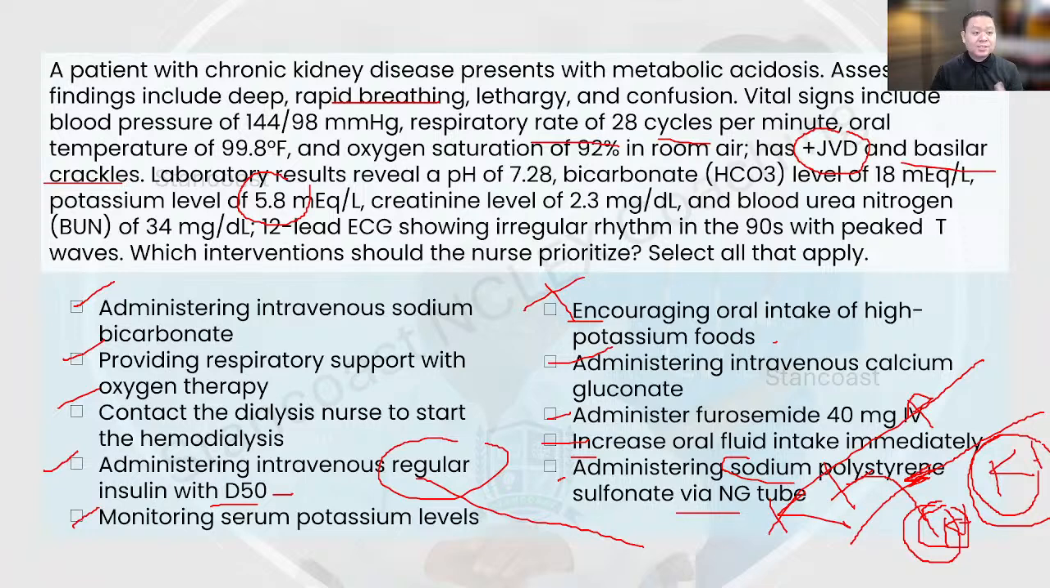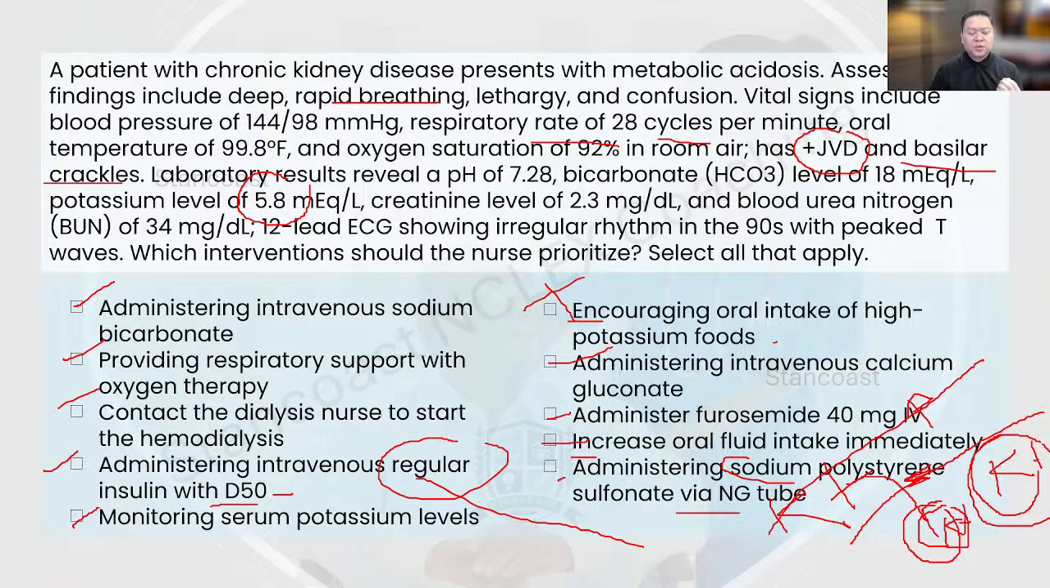Our urgent needs are what? The metabolic acidosis. What else? We have the hyperkalemia, irregular cardiac rhythm, right? What else? We have the basilar crackles, and there's also the rapid breathing. Okay? And so these are the urgent needs that need to be dealt with accordingly. And so you have to prioritize those interventions that can target those issues.